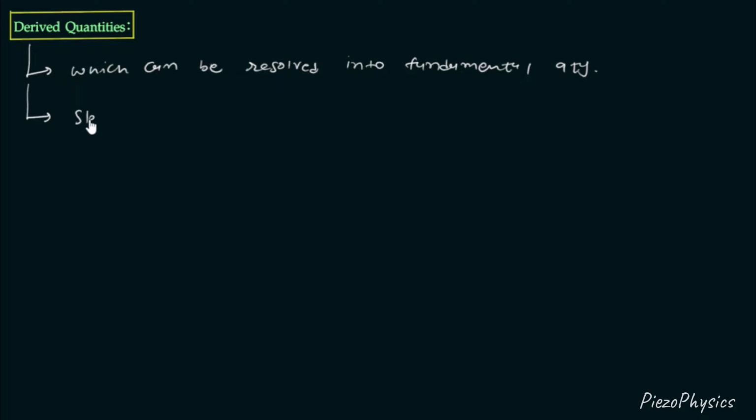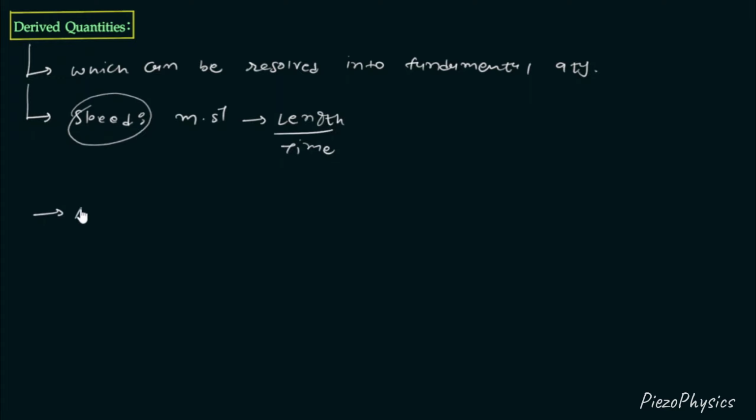Now next is, what are derived quantities? Derived quantities are the quantities which can be resolved into fundamental quantities, right? Like speed. Speed has the unit meter per second, which is made up of length upon time. So it is a derived quantity.